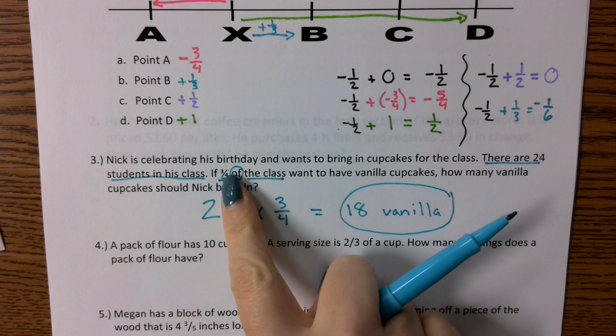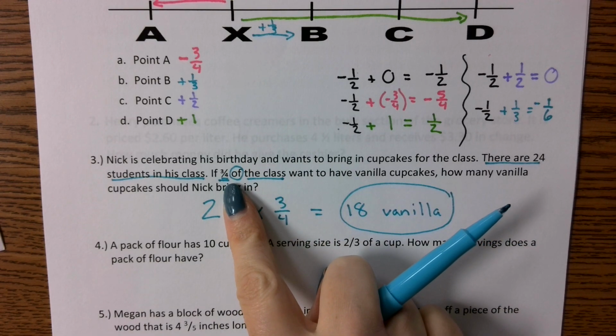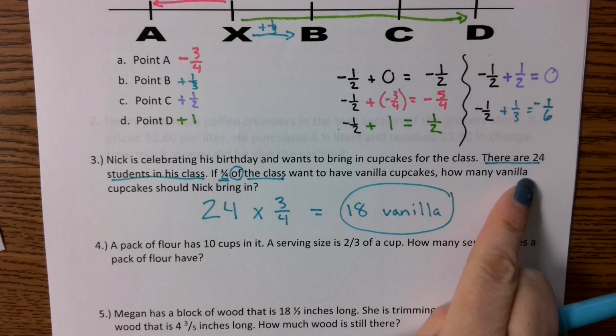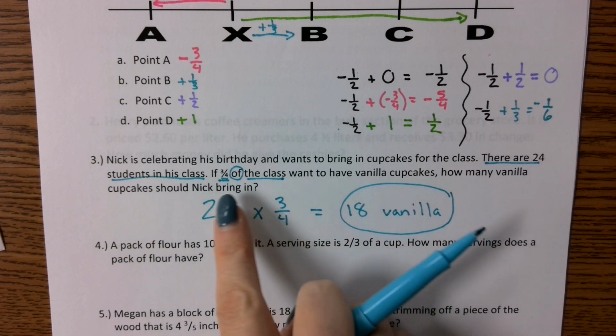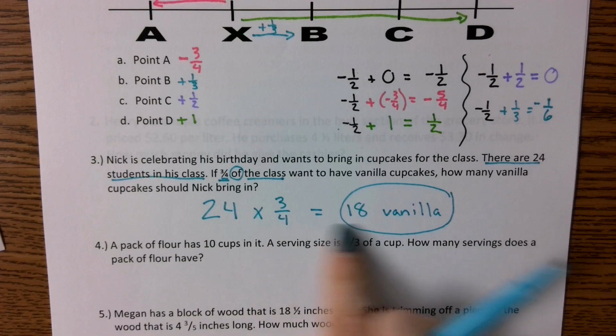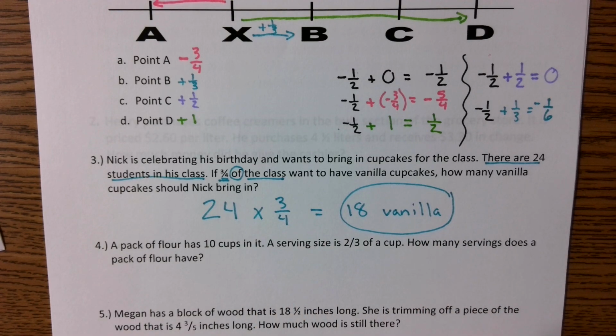Now, does this say the whole class wants vanilla? No. So when I work it out, should the number be bigger or smaller than the whole class? Smaller, right? We only need 3/4. If I were to have divided and did 24 divided by 3/4, I would have gotten 32 cupcakes. 32 cupcakes is way more than how many kids are in the class. So you can use that deductive reasoning: I can't add and I can't subtract. Dividing didn't work out because it gives me way more than what I would need. So multiplication is the last thing.